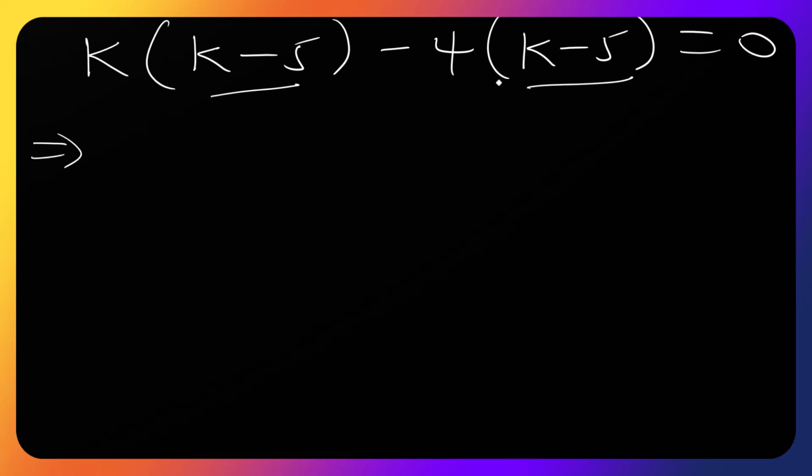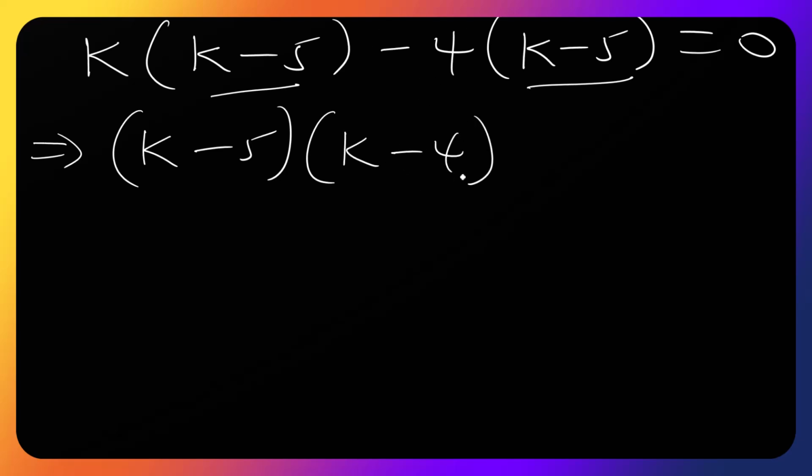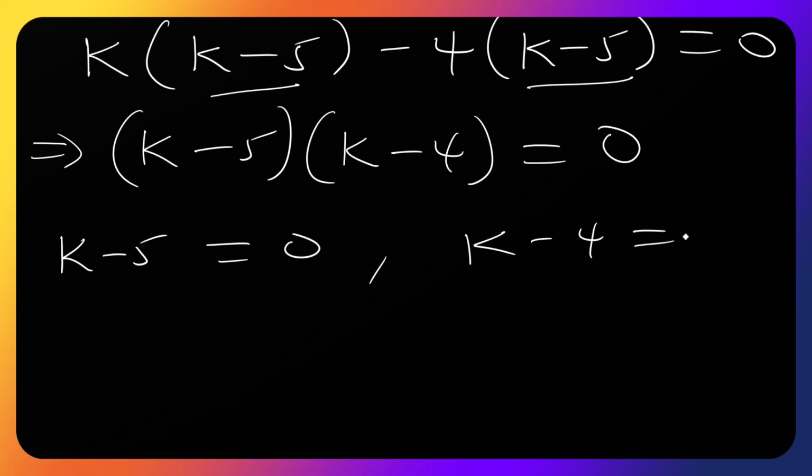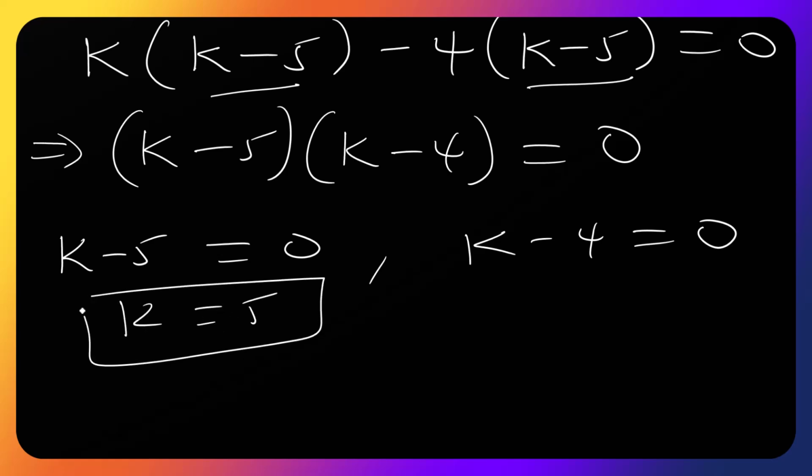Okay, so since they are the same, we'll pick one, k minus 5, and also use the coefficient for another bracket, k minus 4, equal to 0. So we have the zero product: k minus 5 equals 0, k minus 4 equals 0. So we have k equals 5, and on this side k equals 4.